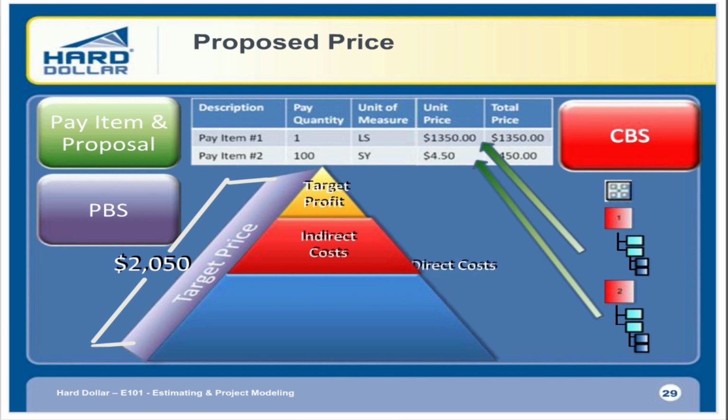The next step is to produce the proposed price for the job. This is done by applying the direct costs, indirect costs, and profit to the pay items. Each pay item will get its direct costs. In this example, that amount is $1,800.